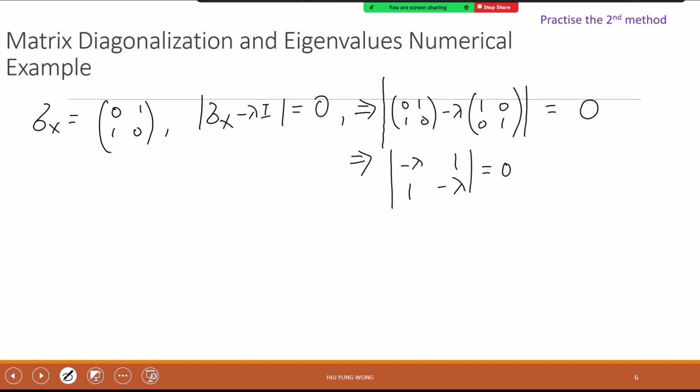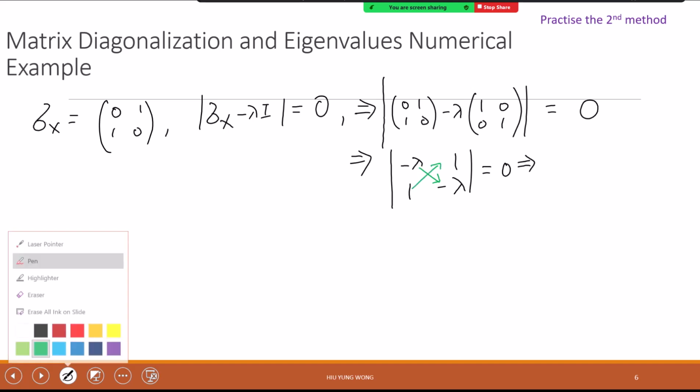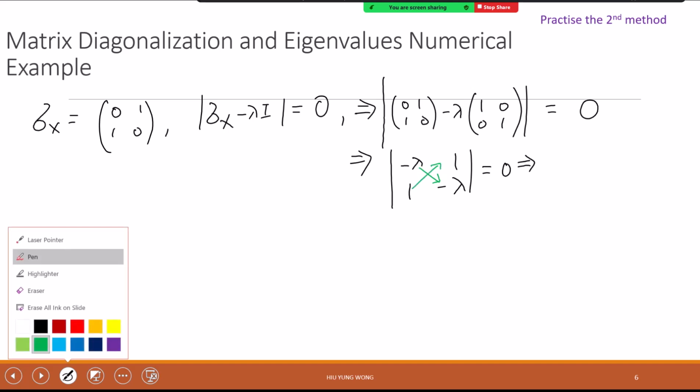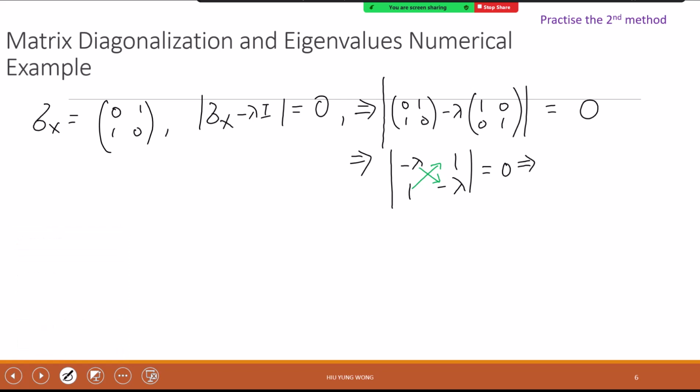How do you find the determinant? If you forgot, you need to review, right? But for 2 by 2, it's easy. It's just this diagonal: this term times this term, minus this term times this term, right? So make sure you know how to do this. It's like this, right? If you forgot, you really need to review. Okay, so this is the way I write it. It's up to you.